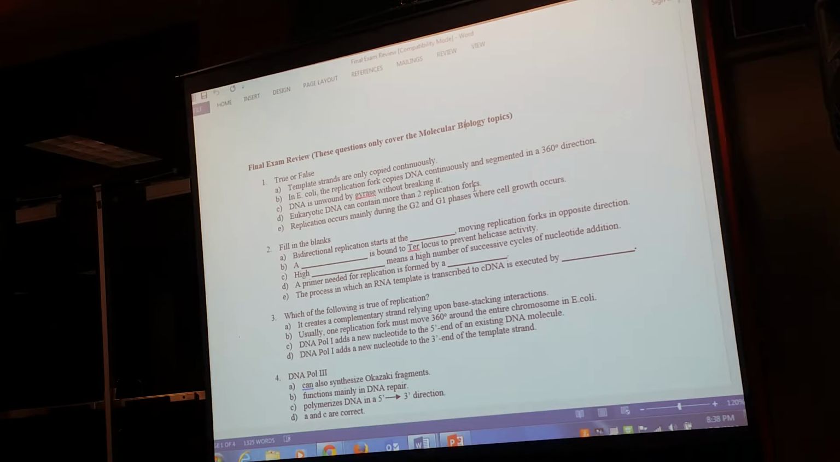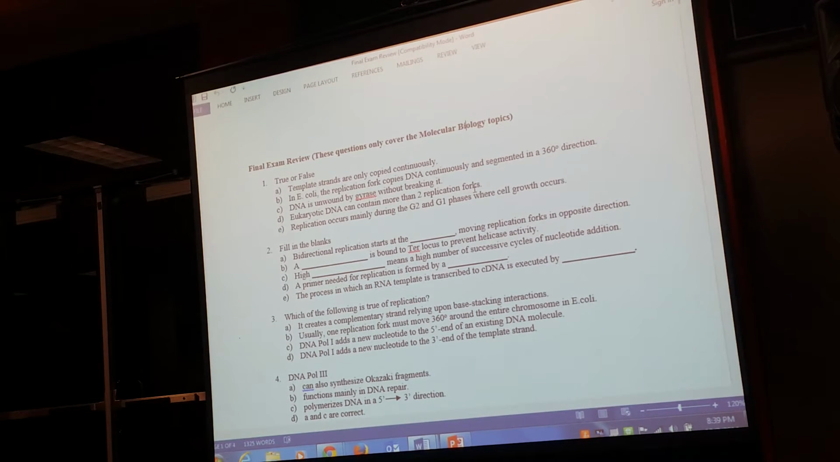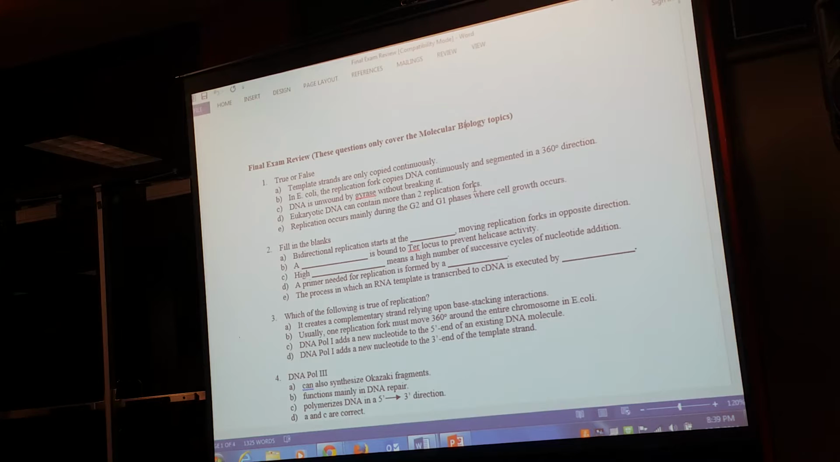High blank means a high number of successive cycles of nucleotide addition. Processivity. Processivity, very good. High processivity means a high number of successive cycles. And what feature helps DNA polymerase 3 have high processivity? The beta clamp, very good. A primer needed for replication is formed by what enzyme? Primase. The process in which an RNA template is transcribed to complementary DNA is executed by what enzyme? Reverse transcriptase, very good.